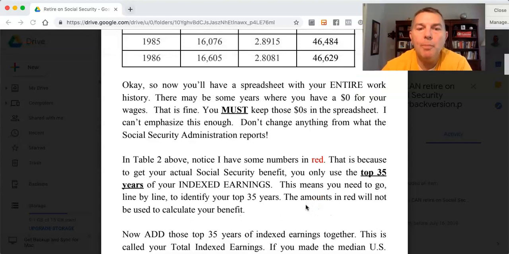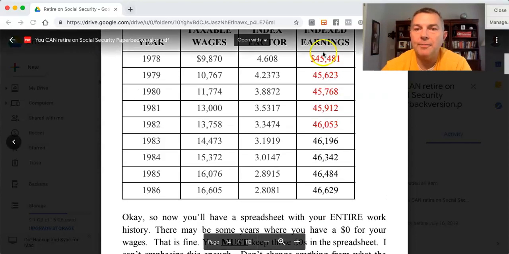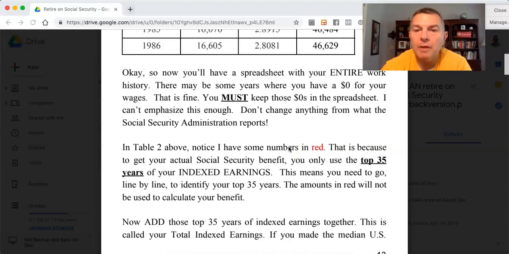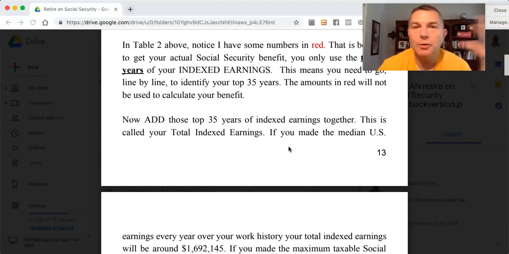In the table 2 above, notice I have some numbers in red. That is because to get your actual Social Security benefit, you only use the top 35 years of your indexed earnings. That means you need to go line by line to identify your top 35 years. The amounts in red will not be used to calculate your benefit. And if you're doing it on your own spreadsheet, you can change the numbers or the color coordination however you want. I'll show you as we go forward in this book about the numbers in red and how we don't use those and use other numbers instead.